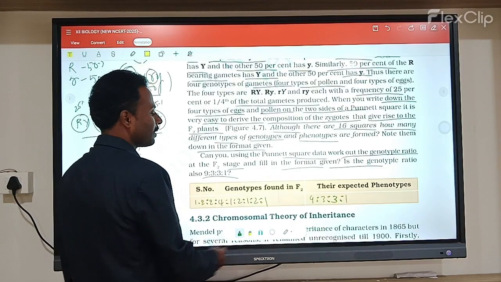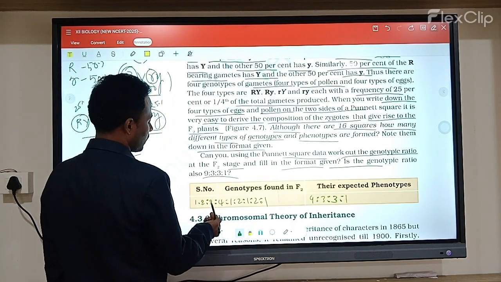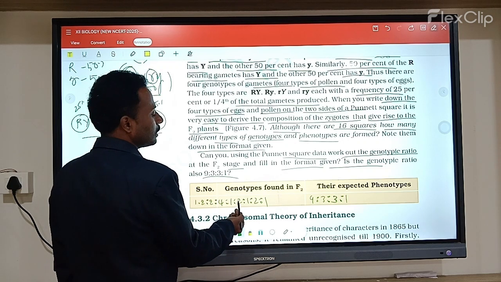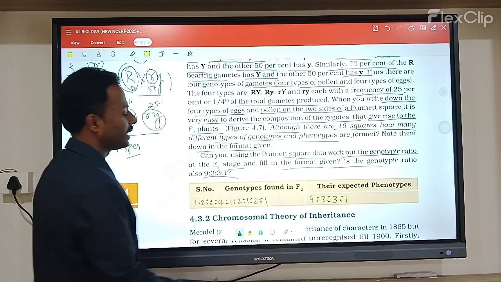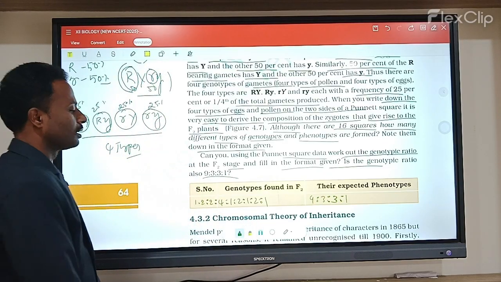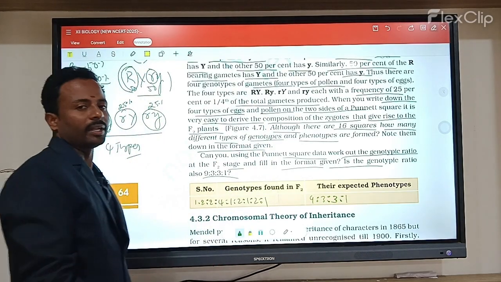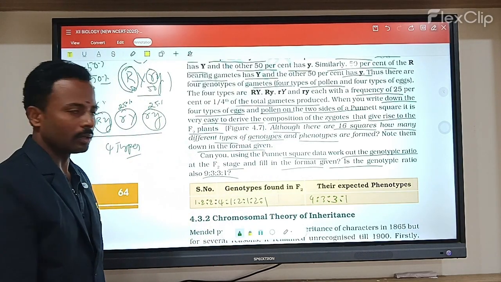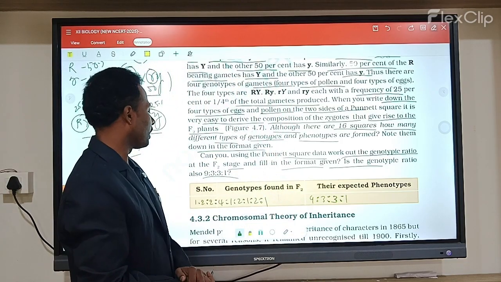Later, once you check the gametes, total 16 gametes. So how many gametes are we getting totally? 16 gametes are coming. Okay, this is the process of a dihybrid cross. This is completely the dihybrid cross.